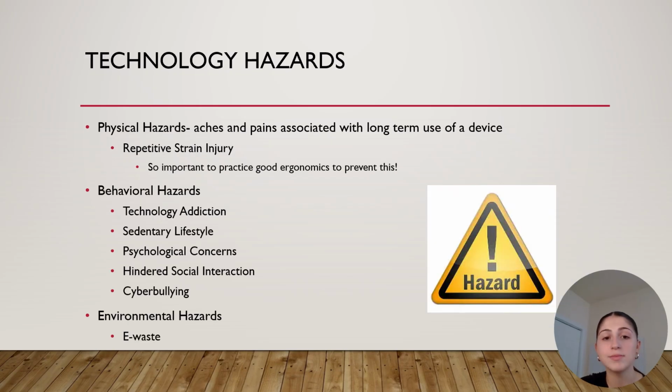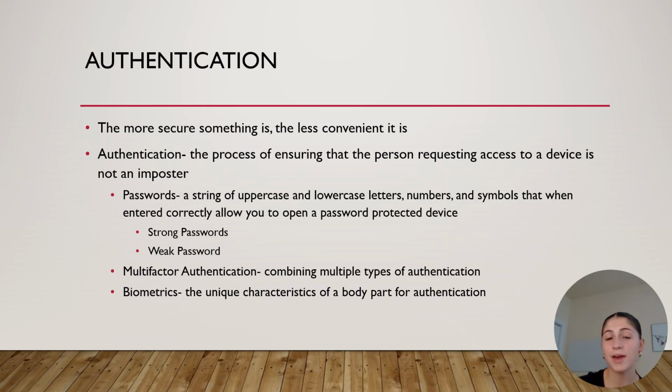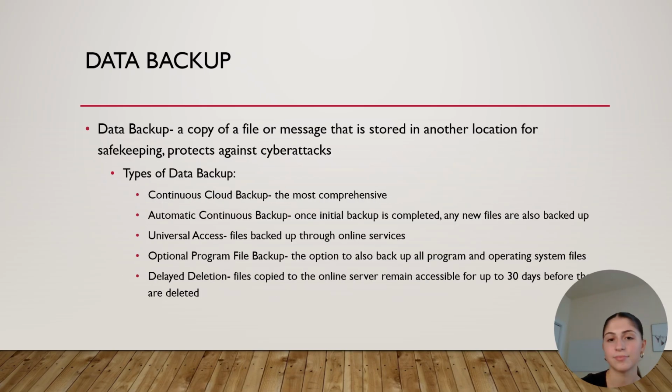Moving forward, we do have some technology hazards. Physical hazards, behavioral hazards, and environmental hazards are all things that we should consider when using our devices. Next, we have authentication, another really important thing. Authentication is the process of ensuring that the person requesting access to a device is not an imposter. The one thing with authentication is the more secure something is, tends to be less and less convenient.